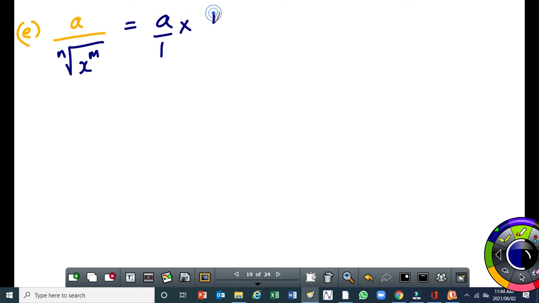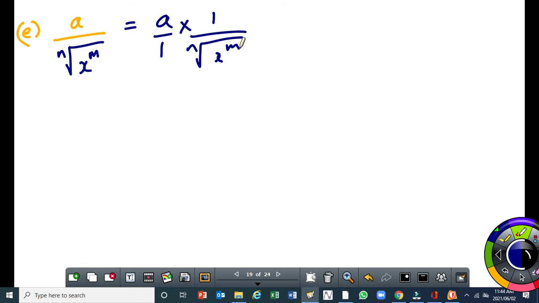So you have a over the nth root of x raised to the power of m. Can you pay attention? You are the one who asked. I hope all of you are aware that this is a fraction, so we can write it as a over 1 times 1 over the nth root of x to the power of m. I hope you are aware of that, right?